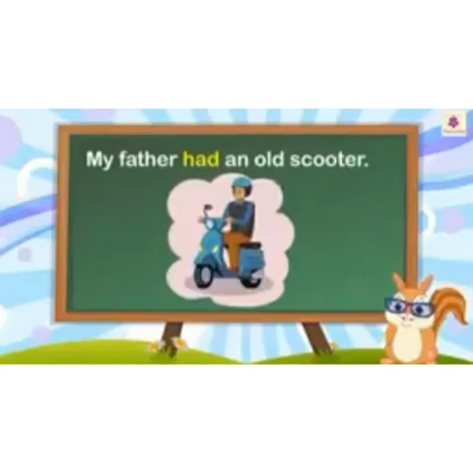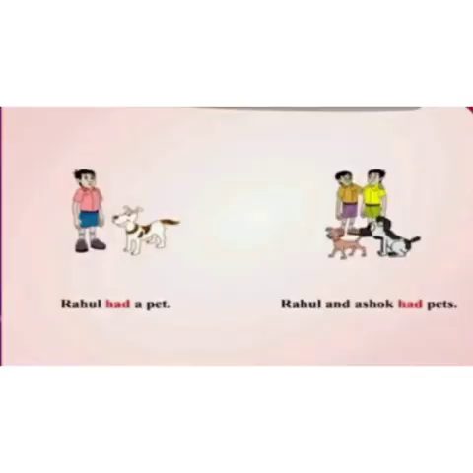Look at this sentence, children. My father had an old scooter. Now, in this sentence, my father is a singular noun. And the verb used here is had and not has. Why? Do you know? It is because this sentence is in the past tense. So we use had to show belonging in the past. And we use had with both singular and plural nouns.